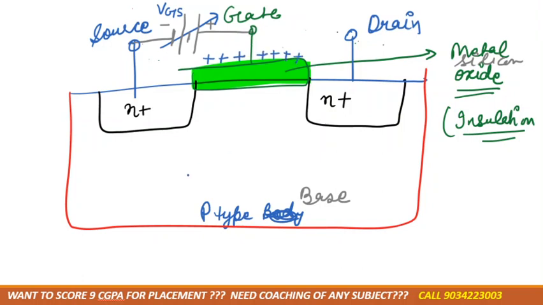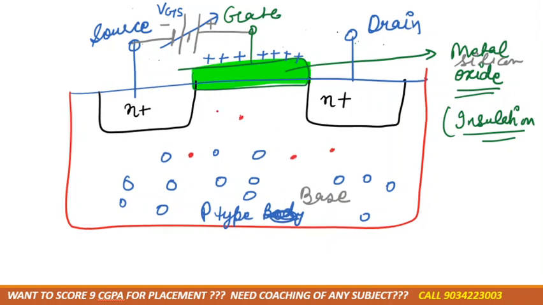And what happens, as in the P-type base, as you know, the majority carriers are holes. Correct? But it's not that everything is holes. There are some minority carriers also. And what are the minority carriers in the P-type region? Tell me. Holes or electrons?